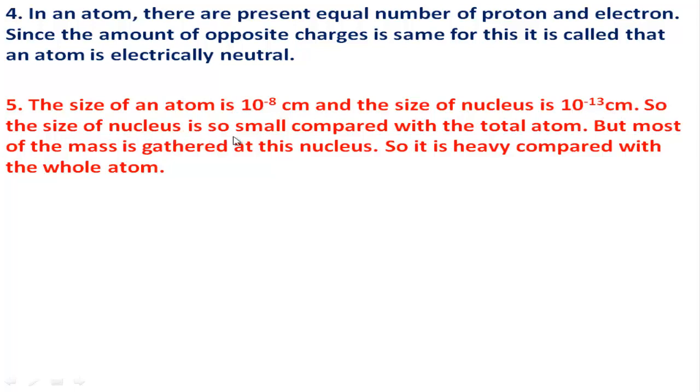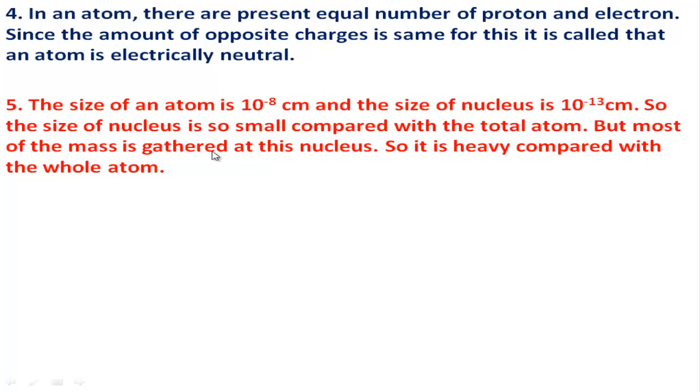So the size of the nucleus is so small compared with the total atom. So you have to draw the nucleus in very small size. But most of the mass is gathered at this nucleus. So it is heavy compared with the whole atom. That means the size of the nucleus is so small, but its weight is heavy. Why? Because most of the mass is gathered. What do you mean by this line? Most of the mass is gathered.